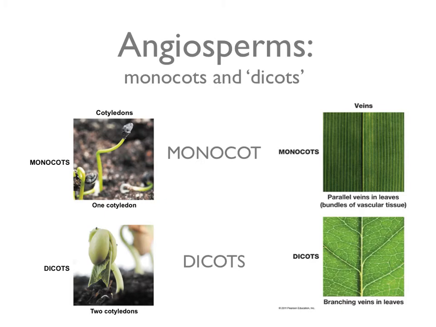Monocots, for the most part, have parallel veins in the leaves. Okay. Dicots, for the most part, have branching veins. Branching.